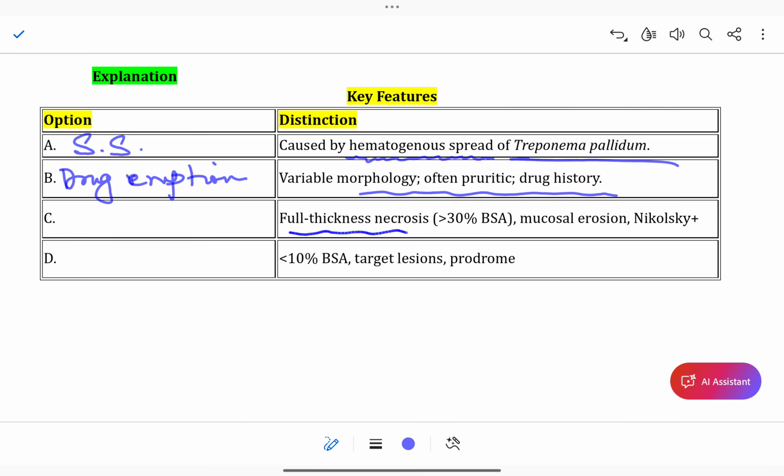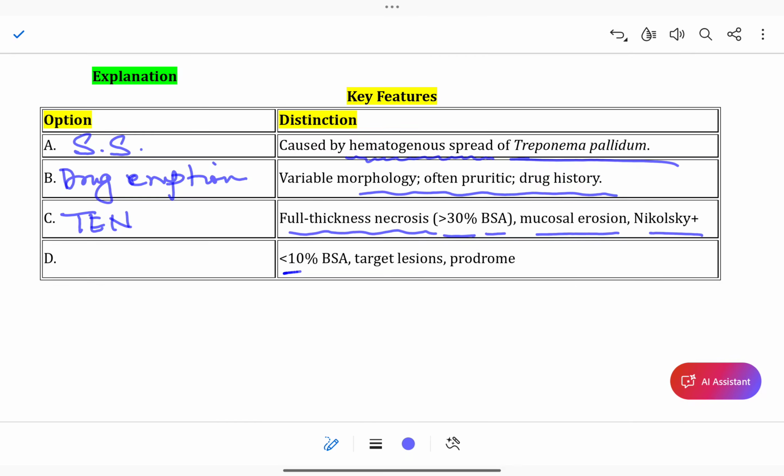Full thickness necrosis, greater than 30% body surface area, mucosal erosions, and Nikolsky sign positive. So what is our option C? That is TEN. Why is it not the answer? Because it's not related to our question. They are talking about body surface area greater than 30%, which is not mentioned in our question. Our question mentioned the truck driver and skin rashes.